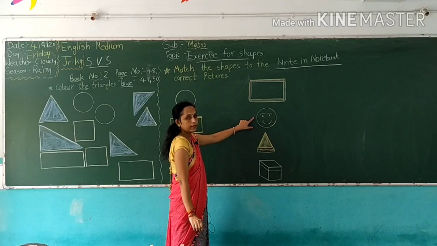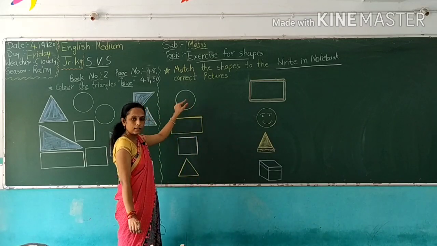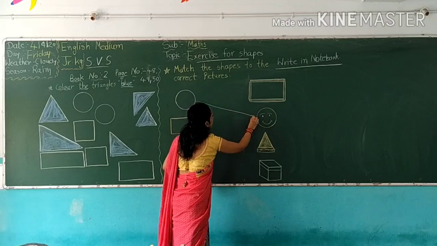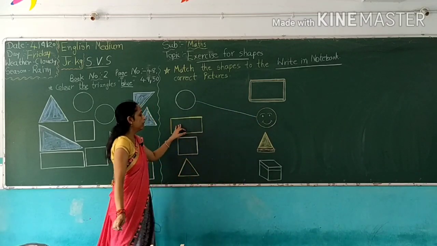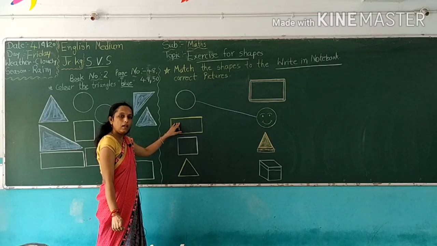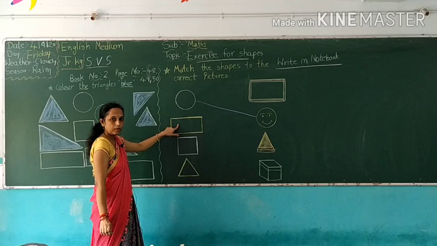What is this? This is a smiley. So smiley is a circle shape. So match the smiley. Okay. And look here. Which shape is this? This is a rectangle. So which picture is similar to this shape?